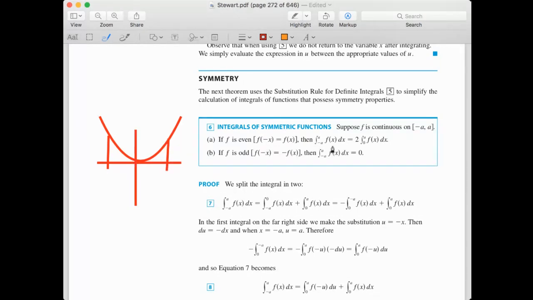So that's what is being said here. If f is an even function, meaning f of negative x equals f of x, then the integral from negative a up to a of f of x dx equals 2 times the integral from 0 up to a. One example to remember is x squared, because x squared is an even function.